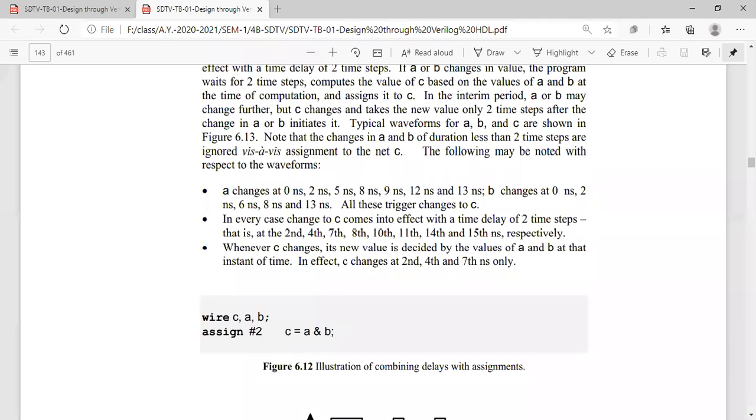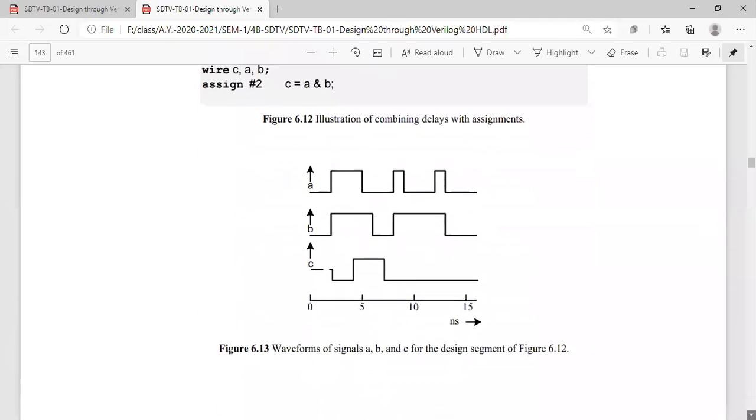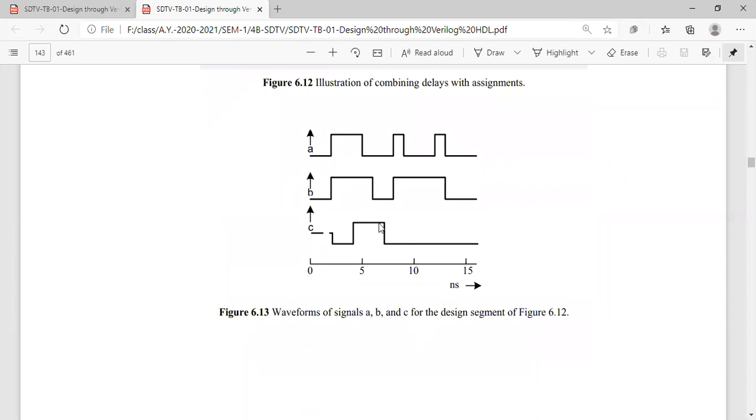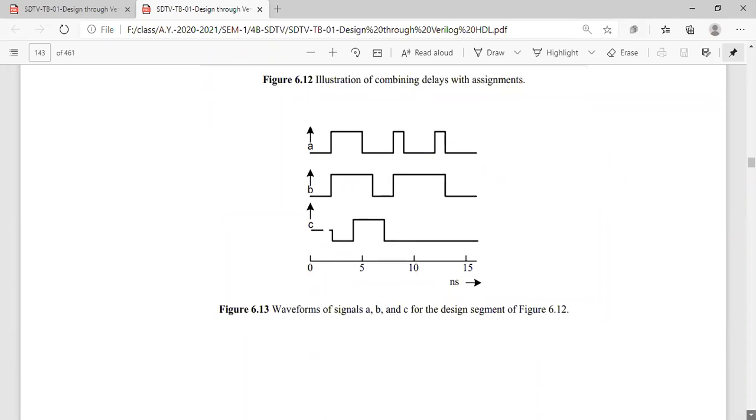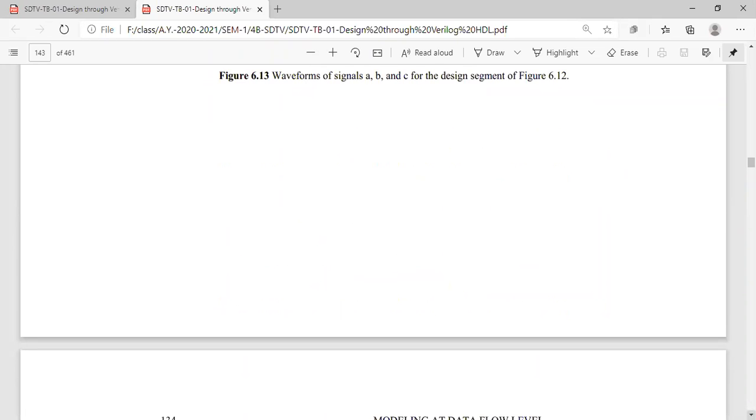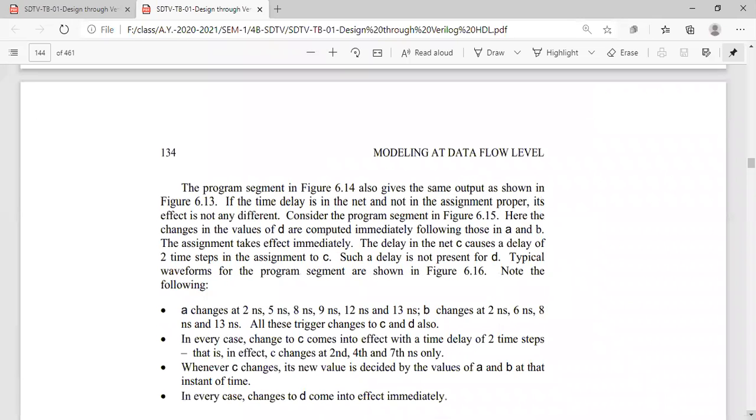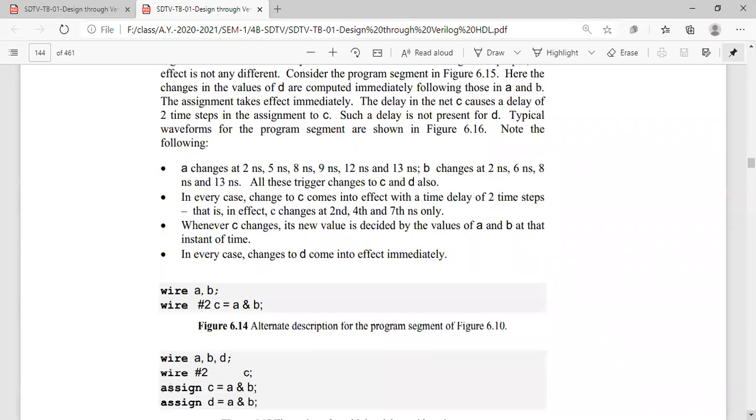Okay, so it seems to be like this for the waveforms. In the previous discussion, we explained this in detail. A is changing at 2 nanoseconds, 5 nanoseconds, 8, 9, like this. B is changing at 2 nanoseconds, 6, 8 nanoseconds, 30 nanoseconds, like this, right?